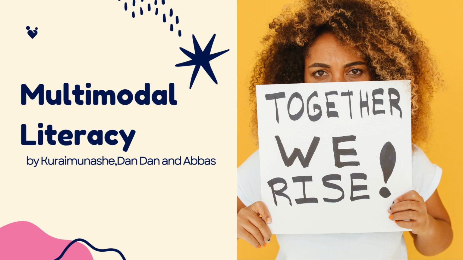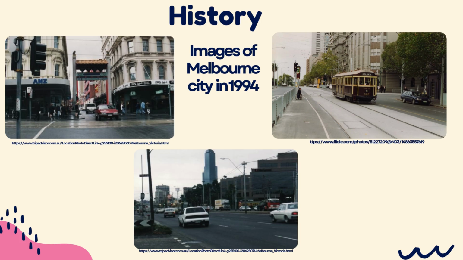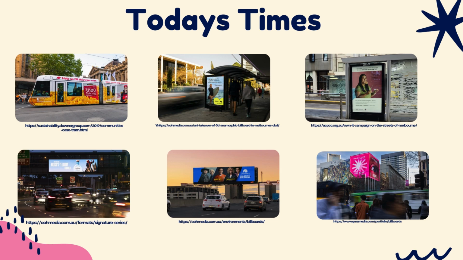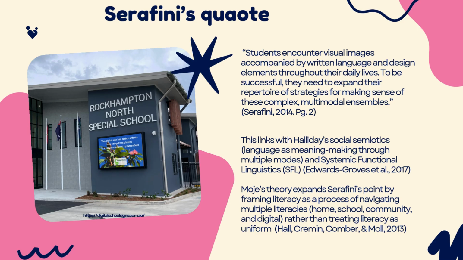Hi everyone, today we are exploring multimodal literacy, which is how students make meaning when images, words, design, gesture, and sound work together. These historical Melbourne images remind us that public texts have long surrounded us. Traditionally, they were mostly static, like posters and photos that you looked at rather than interacted with. But in today's times, students navigate animated billboards, digital feeds, and rolling ads where text, image, motion, and audio are choreographed to influence attention and feeling. This is why literacy teaching needs to be multimodal.